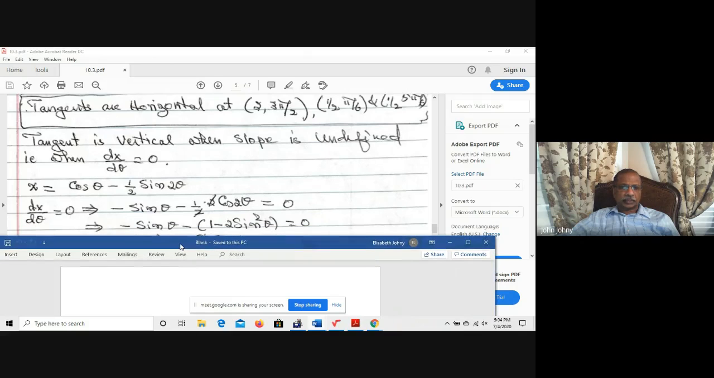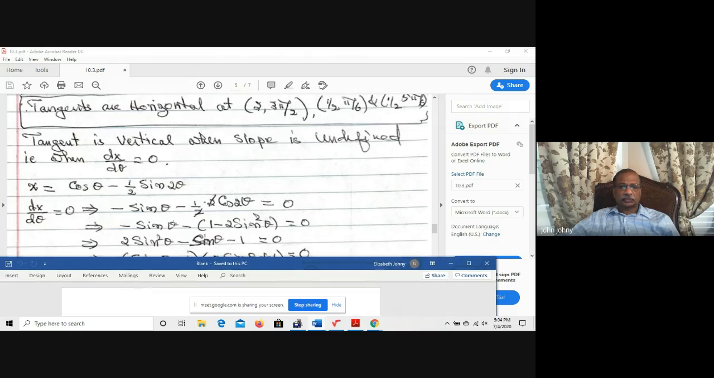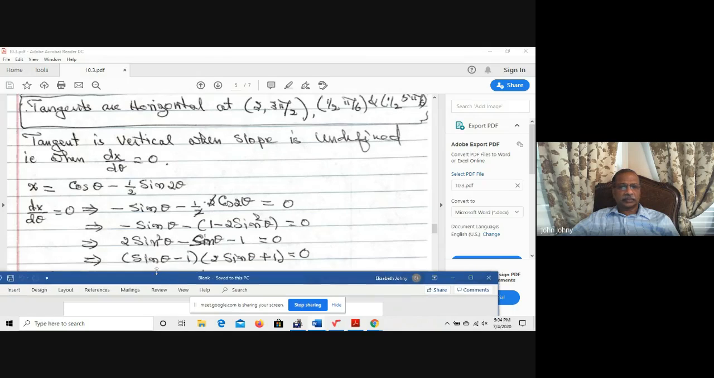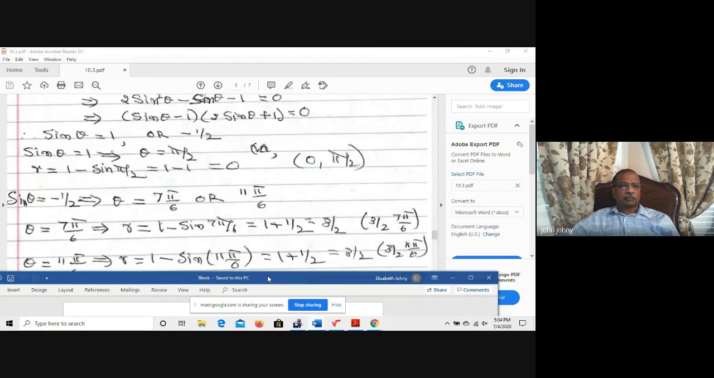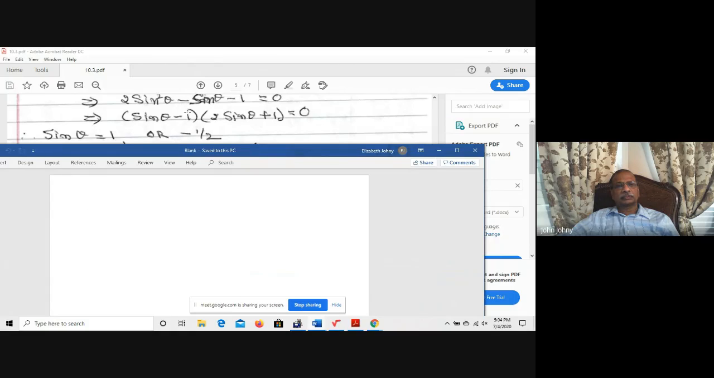And cos 2 theta is 1 minus 2 sine square theta. So negative sine theta minus (1 minus 2 sine square theta) is equal to 0. You distribute, you get 2 sine square theta minus sine theta minus 1 is equal to 0. That is factorable: (sine theta minus 1) times (2 sine theta plus 1) is equal to 0. So sine theta is equal to 1 or sine theta is equal to negative 1 half.